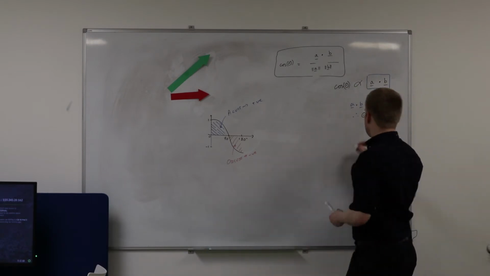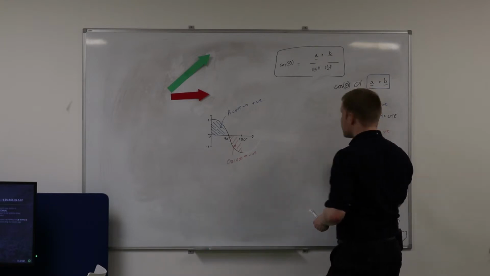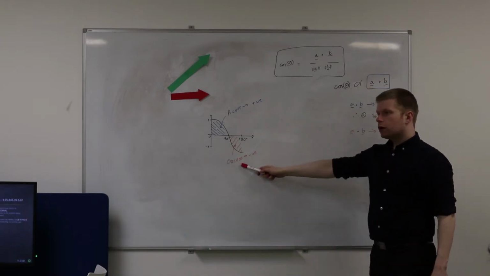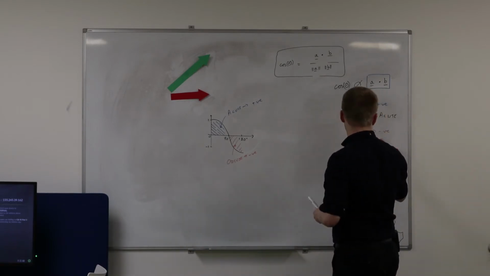Whereas, if A dot B, the dot product of my two vectors, comes out as negative, then that should correspond to an obtuse angle. Okay? So therefore, theta is obtuse.